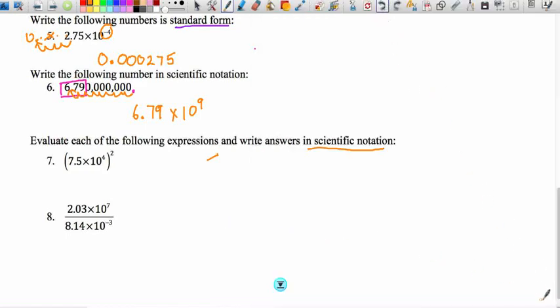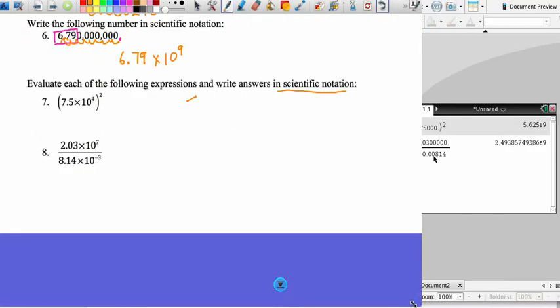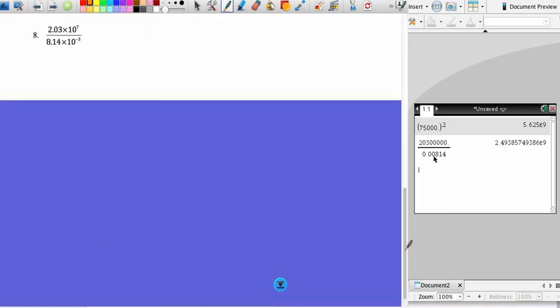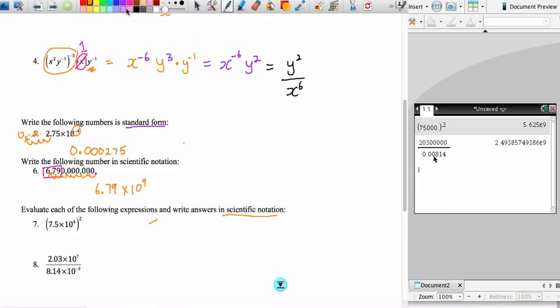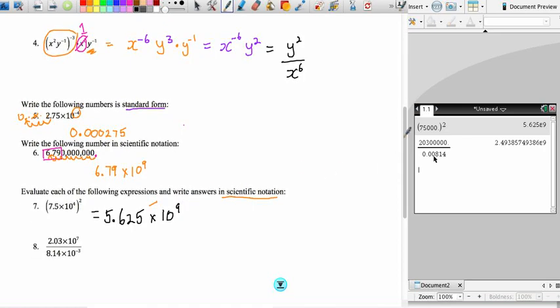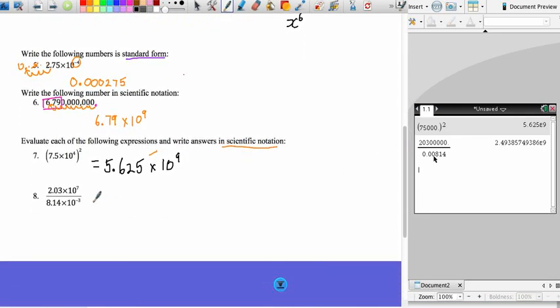And so let me just slide that over so I can see the two answers that I'm interested in, and I'll just transfer those over here. And so the answer here, 5.625 times 10 to the power of 9. You must not write E9, that's calculator notation, and so you must use the appropriate scientific notation.